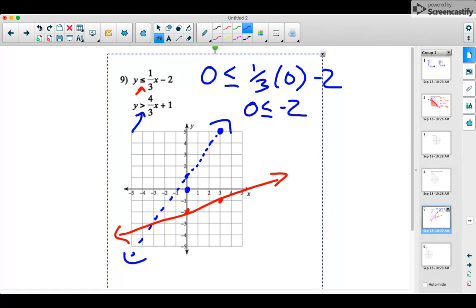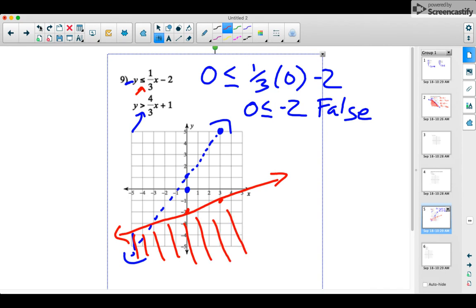True or false? 0 is not less than -2, so that is false. So that means for this top equation, this one here, 0, 0 is false, which means every single point on this side of the line is false. So I have to shade in the opposite direction because that must be the true side. So down here. So shading all of this space.